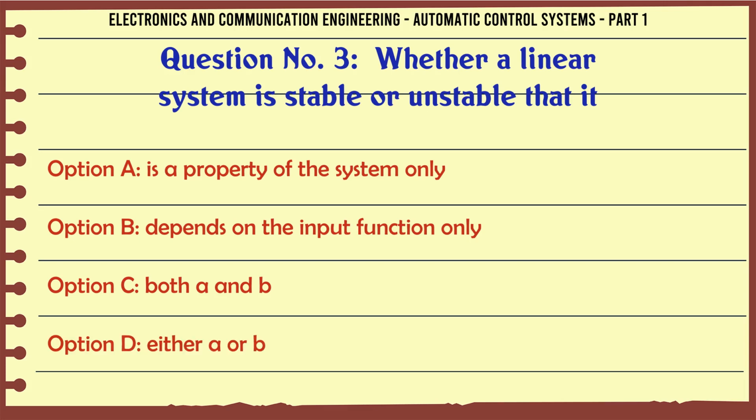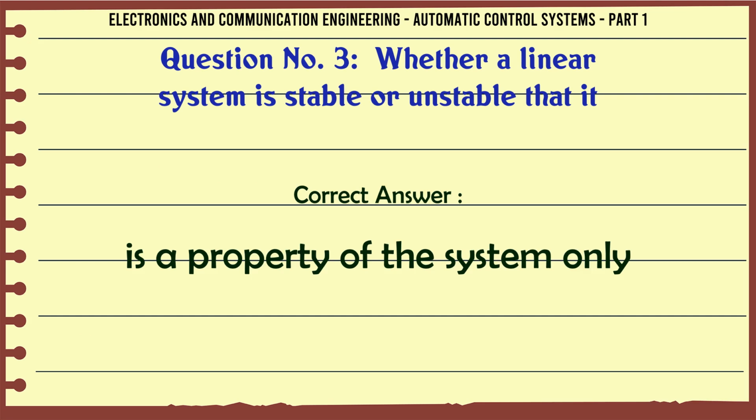Whether a linear system is stable or unstable, that is A. a property of the system only, B. depends on the input function only, C. both A and B, D. either A or B. The correct answer is a property of the system only.